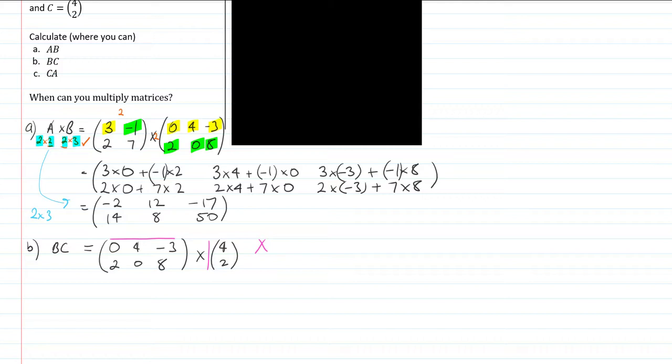Multiplication doesn't exist. And C is CA, which is 4, 2 times A, which is 3, negative 1, 2, 7. And again, we've got a dimension mismatch, 1 by 2. So we won't get a solution here either, and that is not possible.